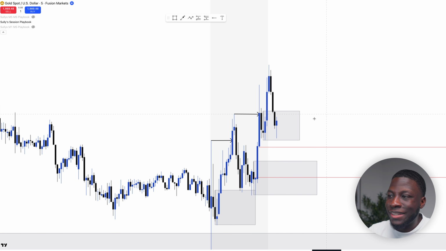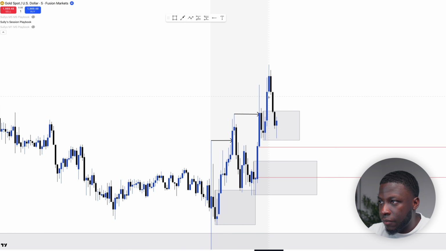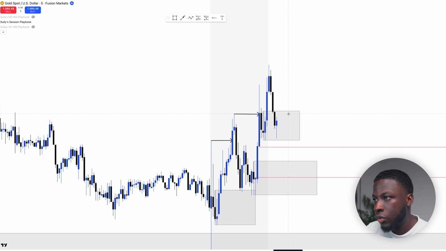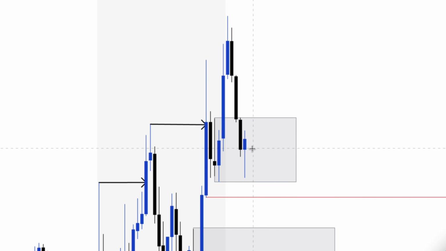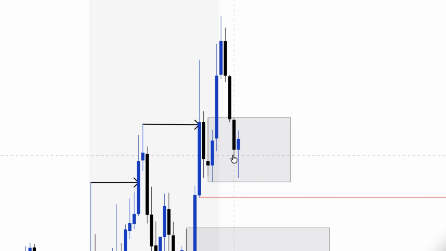Okay, so this now takes us to entry, right? Because we have this demand right here that is cooking and waiting for us. Now, how do we enter? You enter by looking for something known as a break of candle. This is basically when price has come back into the zone, waited, it's slowed down, we have buyers coming in, and now we're waiting for a break of candle.